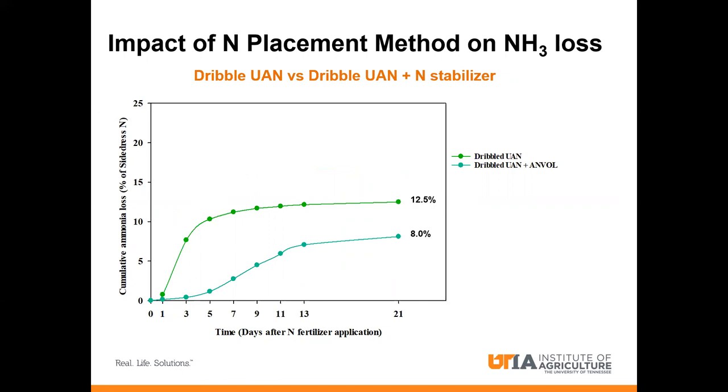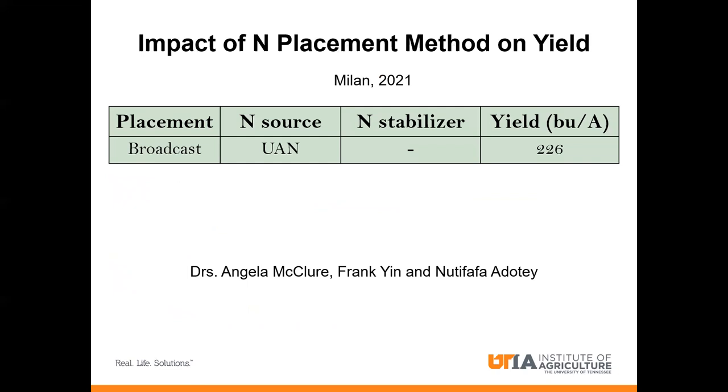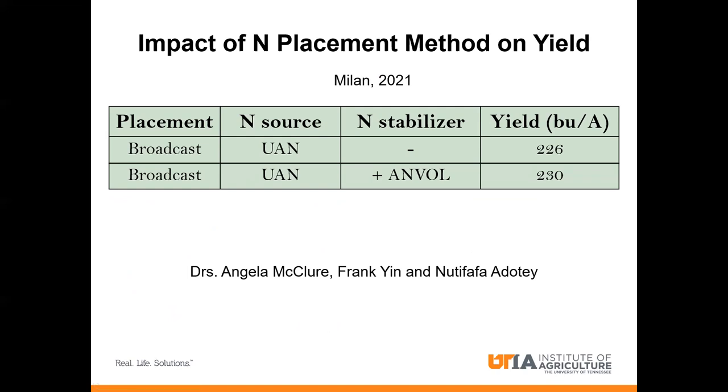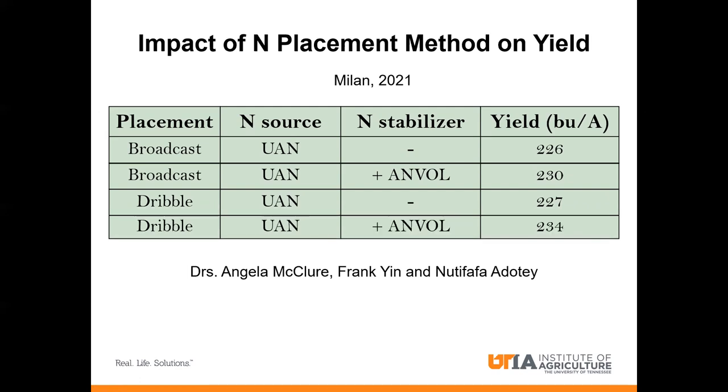Regardless of the placement method, whenever we added a nitrogen stabilizer, in this case ANVOL, for the dribble, ammonia loss decreased from 12.5% to 8%. And for the broadcast UAN, ammonia loss decreased from 16.9% to 10.8%. Let's look at how this performed in terms of yield. For the broadcast treatment, yield was around 226 without any stabilizer. Whenever we added stabilizer, we had only a 4 bushel yield increase. For the dribble placement without any stabilizer, we had about 227 bushel. With a stabilizer, we had about 234 bushel, approximately a 7 bushel yield increase.